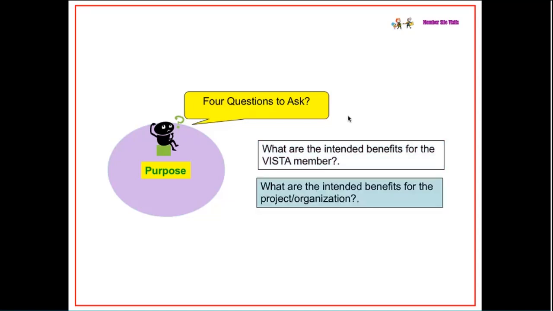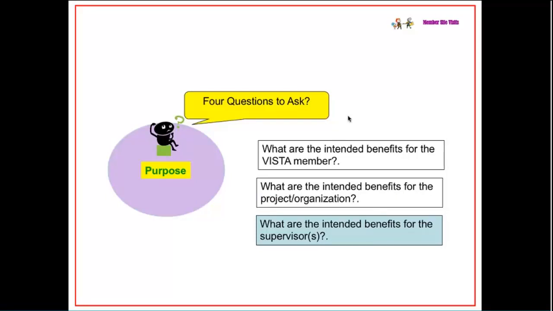Question number 2, what are the intended benefits for the project, for the organization, right? What benefits would this bring for the members' organization as well as for the site?